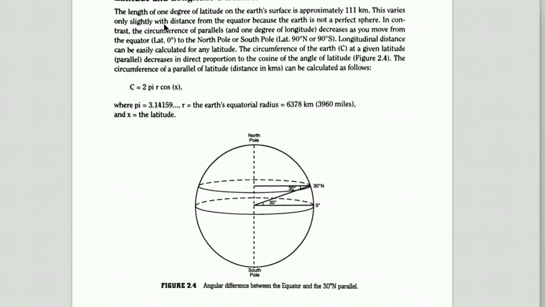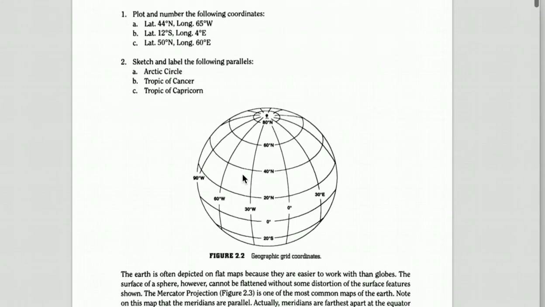Okay, so this varies only slightly with distance from the equator because the Earth is not a perfect sphere. In contrast, the circumference of parallels and the 1 degree of longitude decreases as you move from the equator because your longitude lines are getting closer together, right? So you're not going to have the same distance from a degree here as you would here. Just like you're not going to have the same distance for every 30 degrees. The distance is going to get smaller as you go up, correct? Or if you go below the equator. But as you move closer to the poles, it's going to get smaller.